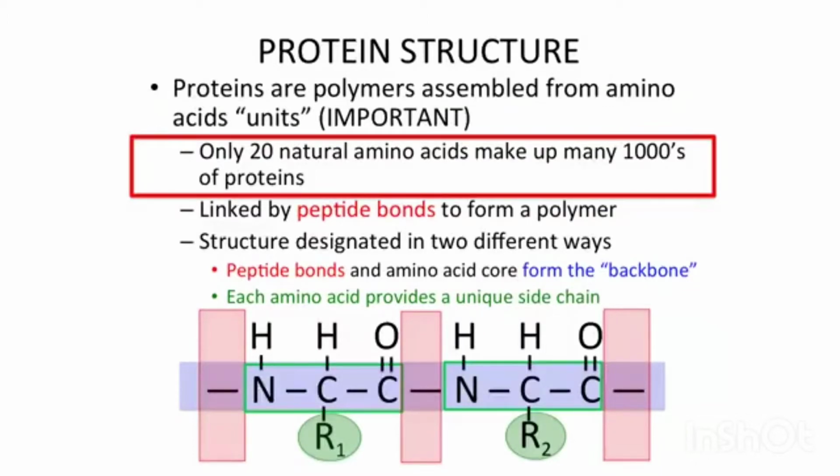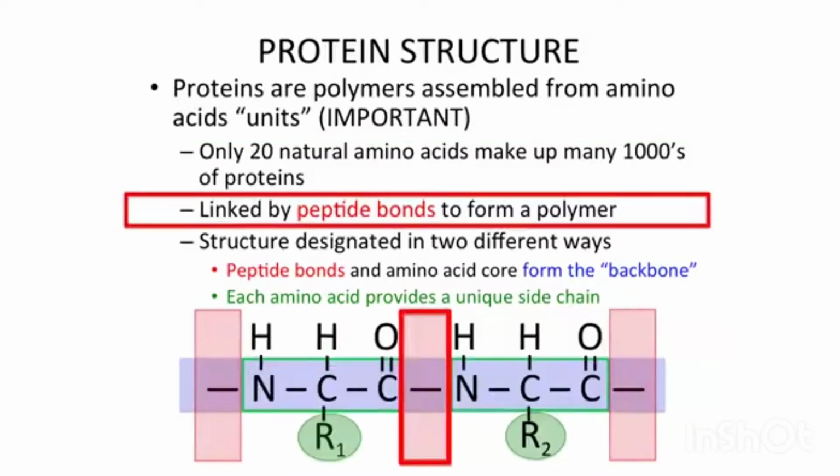And there's a problem that you will see that addresses how much variation you can get. These are linked by the peptide bond between the carbonyl of one amino acid and the amino group of the next amino acid. And these peptide bonds are what hold proteins together. They form the primary structure.